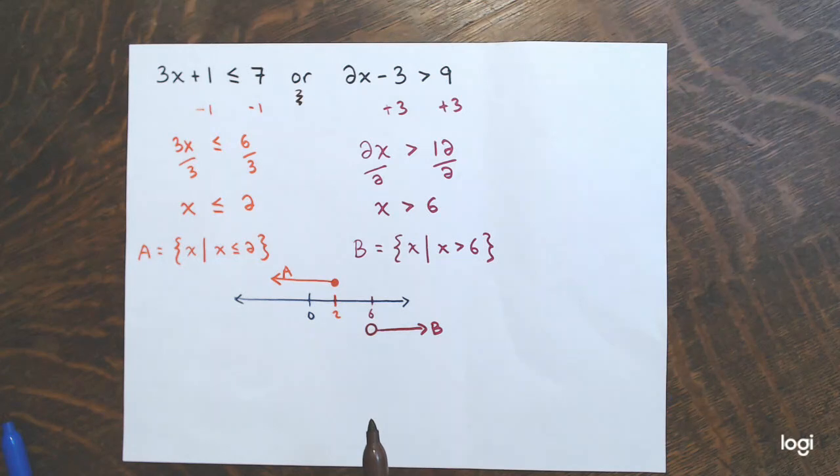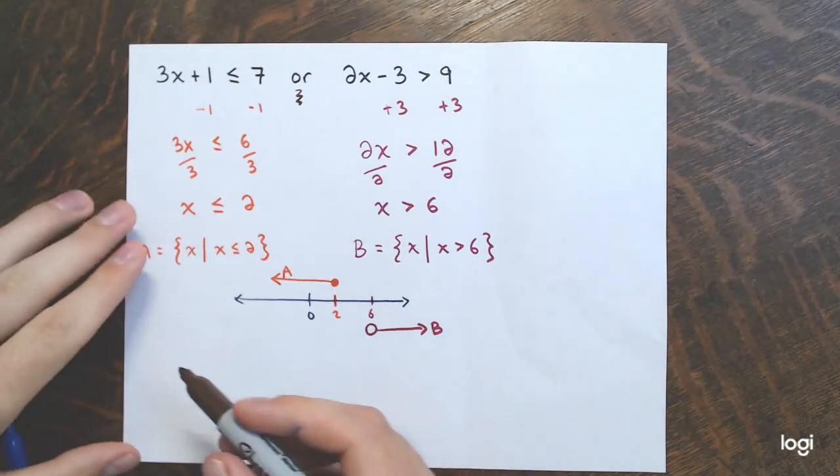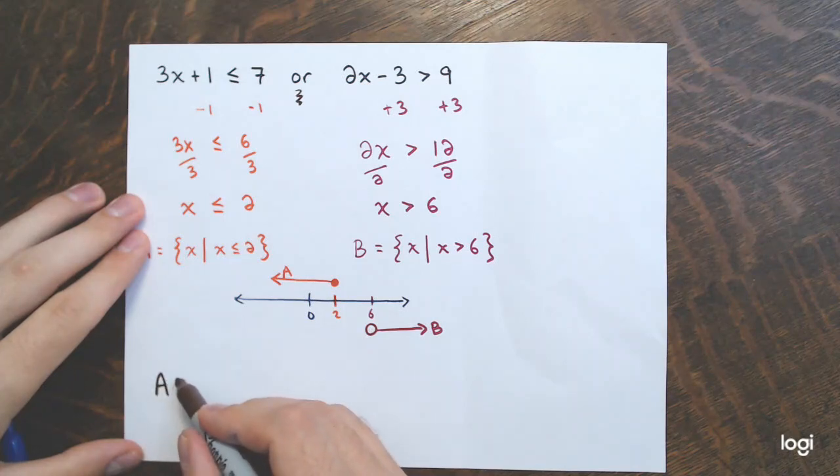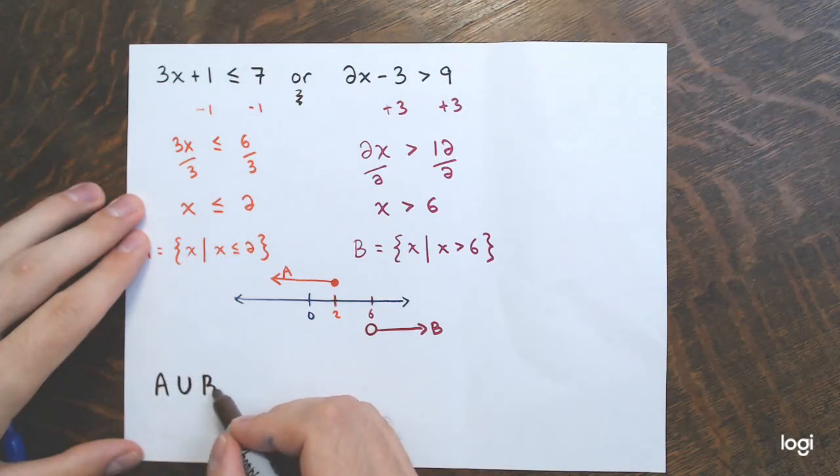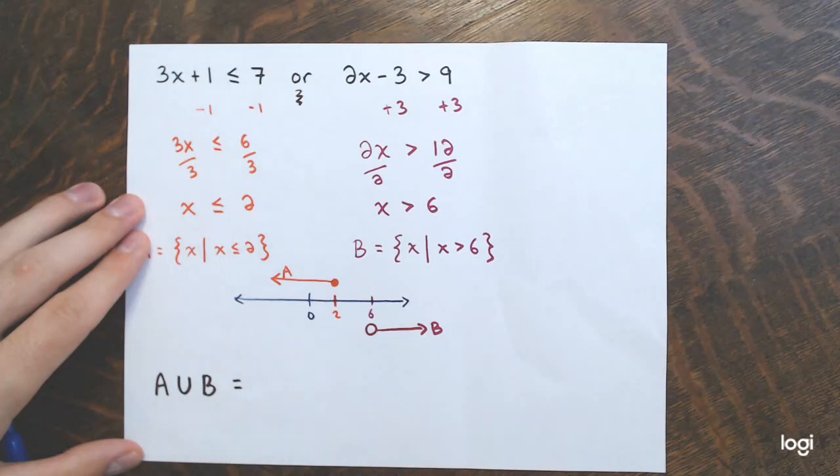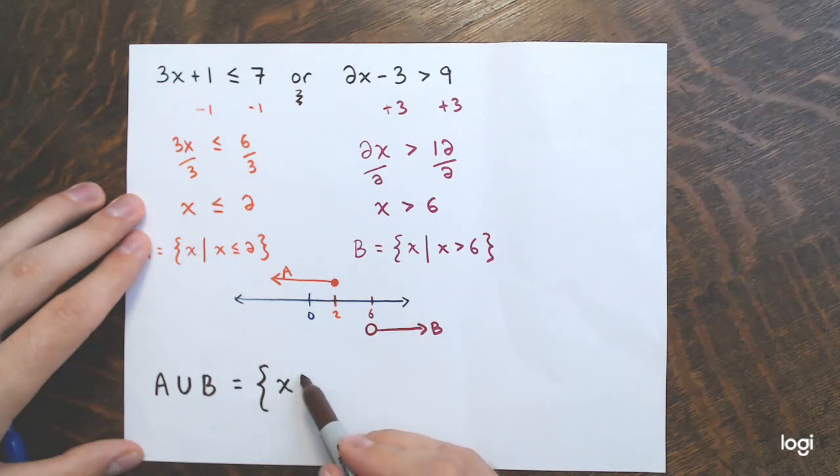And when the word or is involved, that implies we're finding the union of these two solution sets. So what's A union B, or the union of sets A and B? The union would be all values of x such that, I'm going to write all our solutions in this set builder notation.